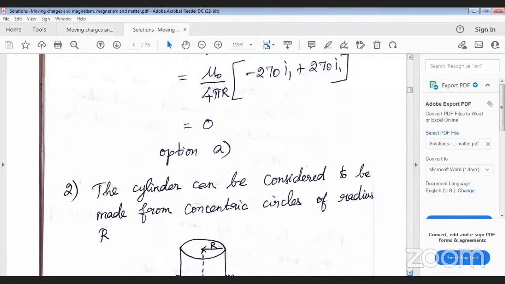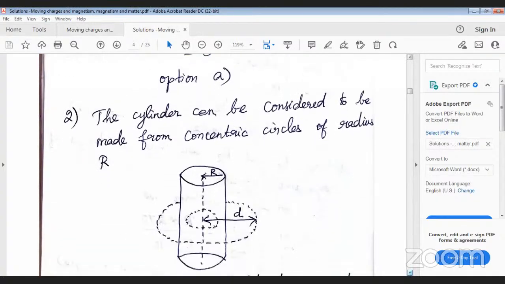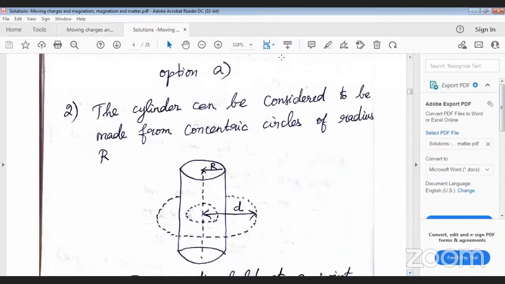So here you see this is the cylinder. Okay, a cylinder can be considered to be made from many concentric circles. So here you see the radius of the cylinder is capital R, and the distance is d from the center. Okay.